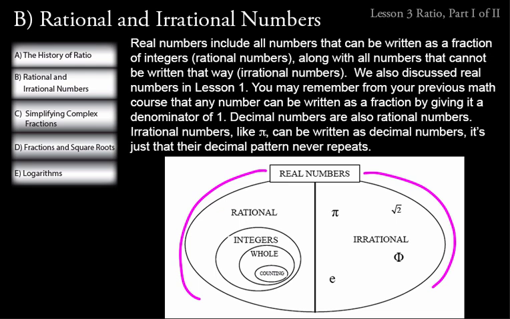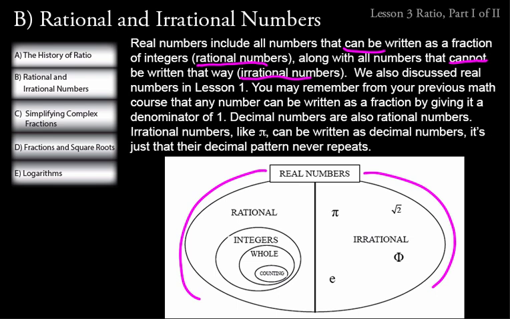And it includes two major groups. One group can be written as a fraction of integers, that's the rational numbers. And then the numbers that cannot be written that way, those are the irrational numbers. They can't be written as a fraction of integers.